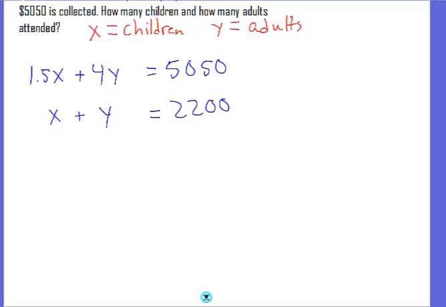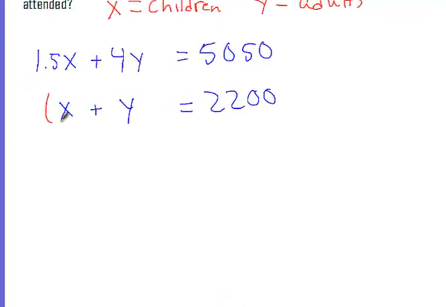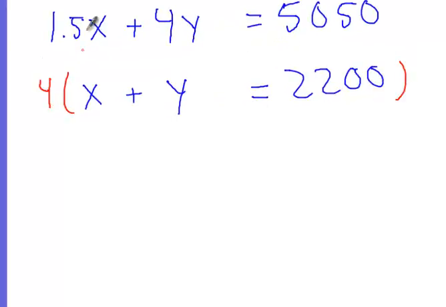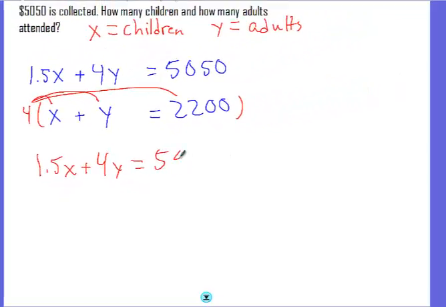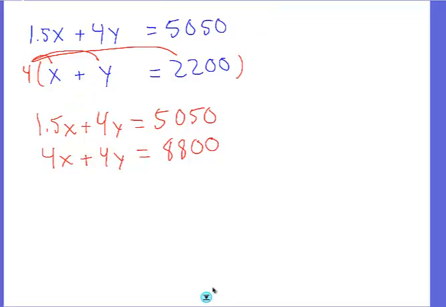All right. What I'm going to do here is eliminate our y variable. So I'm going to multiply the second equation by 4. And again, make sure we distribute the 4 to every single term in the second equation. So it's going to be 1.5x plus 4y is equal to 5,050. Just rewrite the first equation. When we multiply by 4, you get 4x plus 4y is equal to 880. All right. Now, if we look here, we have a 4y and a 4y.